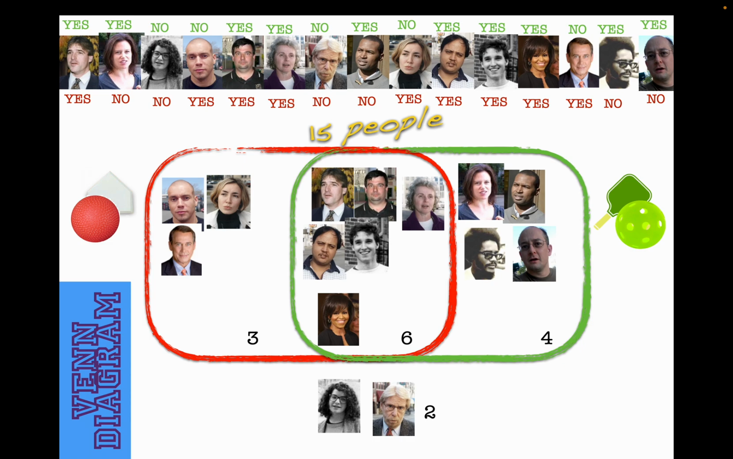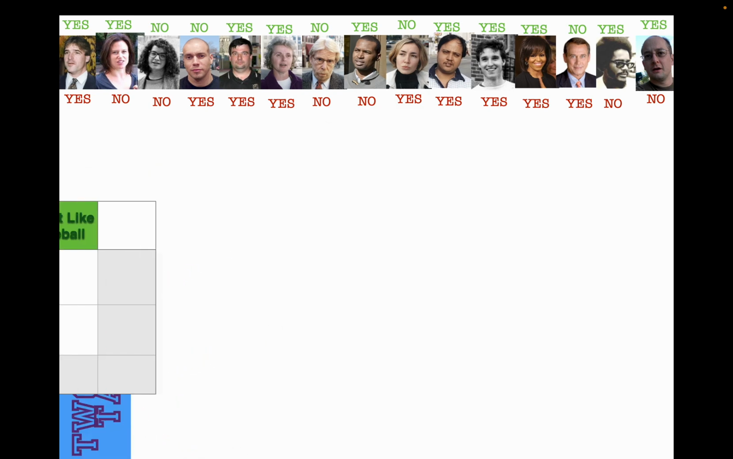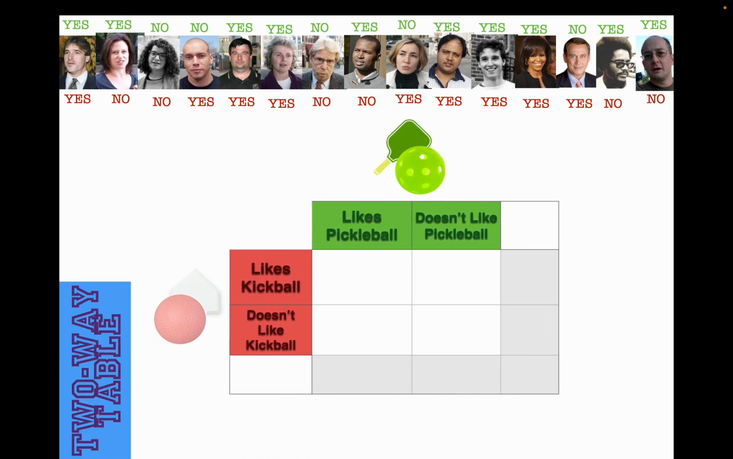However, that's not what this video is about. This video is about two-way tables. So we're going to take the same data, we're going to organize it in what's called a two-way table. A two-way table is called a two-way table because it goes two ways. It goes by rows and it goes by columns, and we take our answer to the one question in rows and we take our answer to the other question in columns.